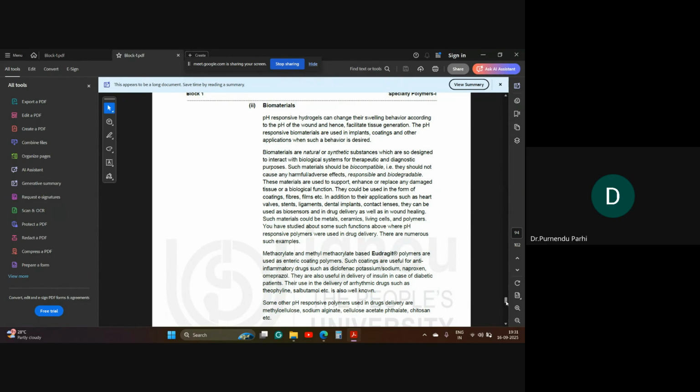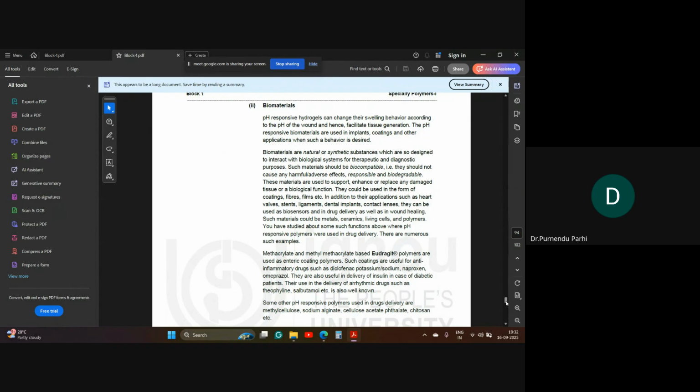Biomaterials are natural or synthetic substances which are designed to interact with the biological system for therapeutic and diagnostic purposes. Such materials should be biocompatible. They should not cause any harmful or adverse effect, and should be biodegradable. So these polymers are mostly biodegradable polymers, as I was talking about. These are used in biomaterials.